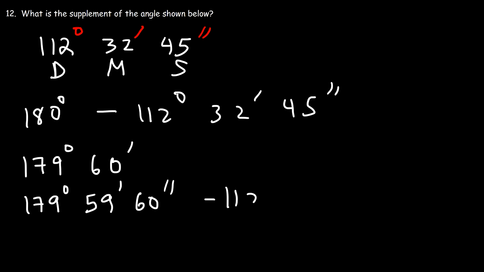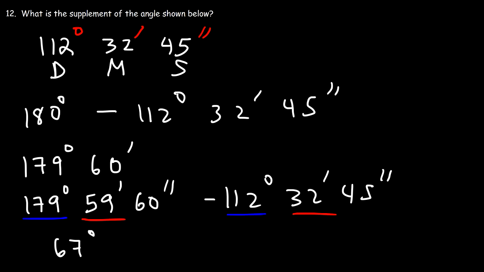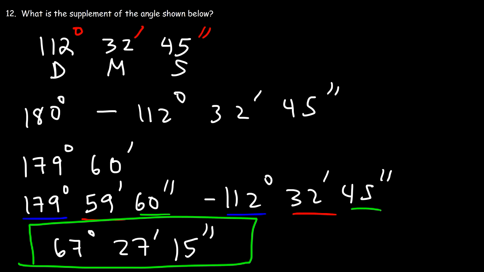Now we can subtract these two values. So first, let's subtract the values in degrees. 179 minus 112 is 67. 59 minus 32 is 27. And 60 minus 45 is 15. So this is the answer in DMS. It's 67 degrees, 27 minutes, and 15 seconds.